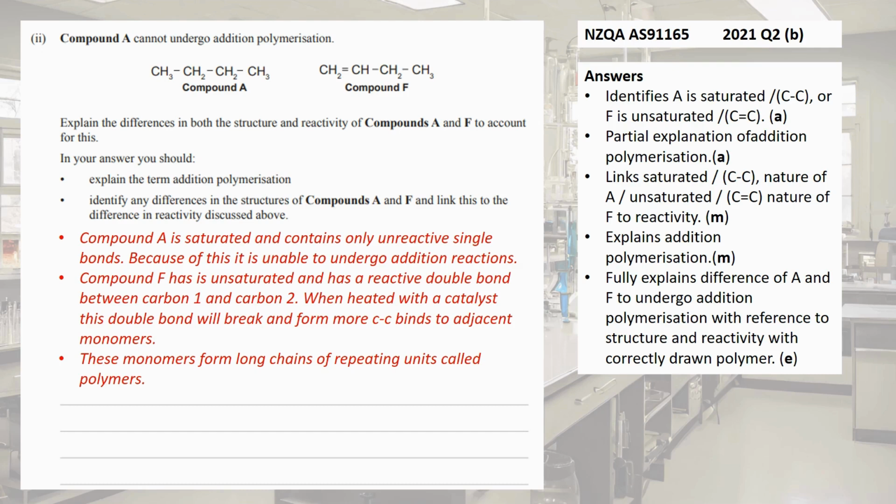If you explain addition polymerization, the double bond breaks and new bonds are formed between the carbons where the double bond was broken to the adjacent monomers. Okay, that's a merit. If you fully explain everything and we've drawn the polymer correctly from the previous part of the question, we get an excellent. So there are a lot of grades here that we can get.